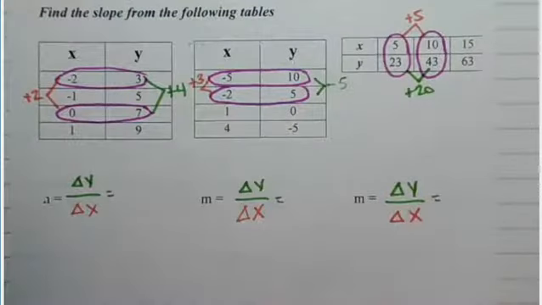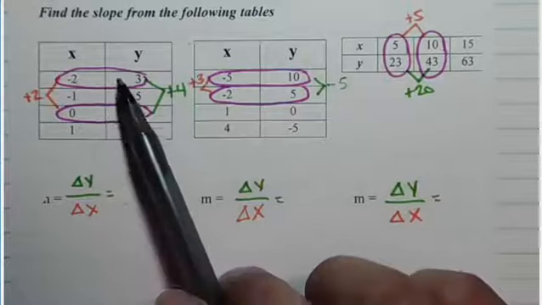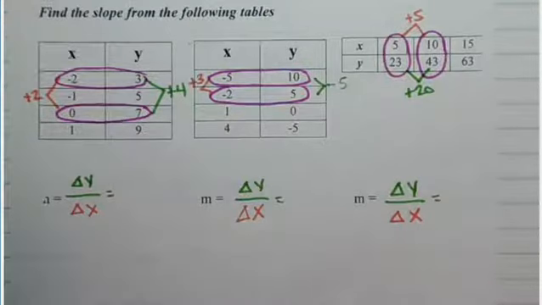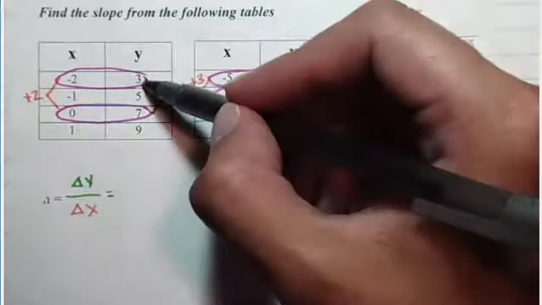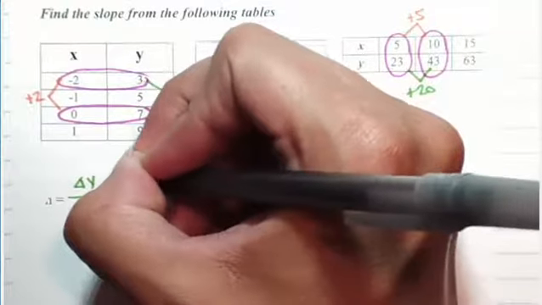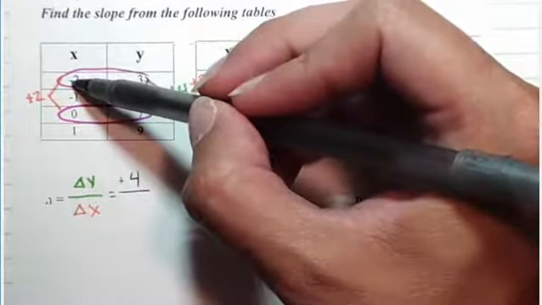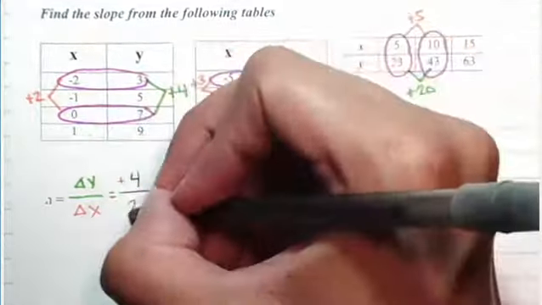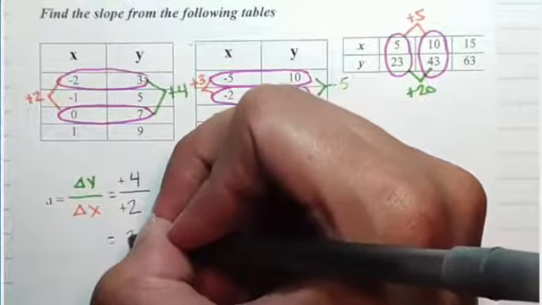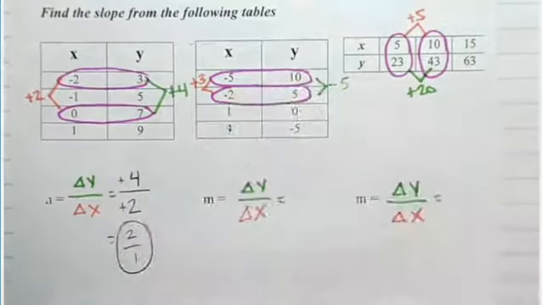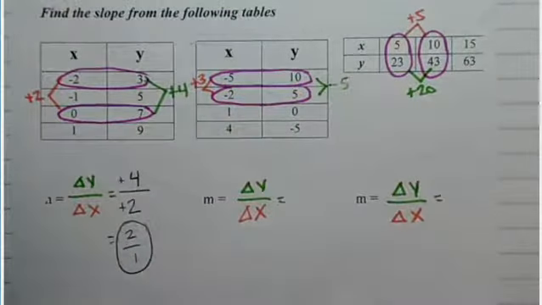Okay, so let's look at this first one. I chose the first and the third point. Doesn't matter which ones you chose, we should end up getting the same answer. So, if I look at the change in the y's, 3 to 7, I went up 4. And the change in x's, from negative 2 to 0, it went up 2. So I'm left over with 4 over 2, which ends up simplifying to 2 over 1 as my slope for that first table.